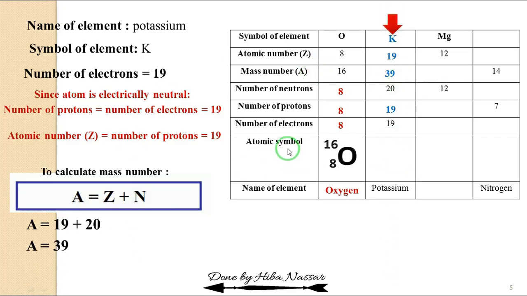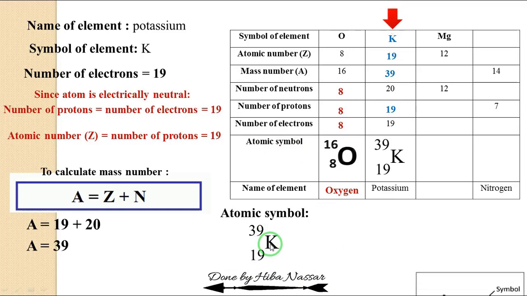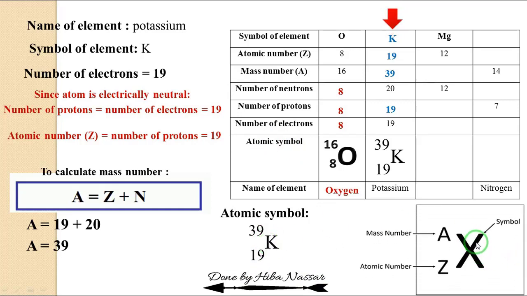Now, for the atomic symbol, it will be written in the following way. We have the chemical symbol of the element in the middle. We will write the mass number to the left as an upper subscript, and we will write the atomic number also to the left as a lower subscript. So this is called the atomic symbol for the element.